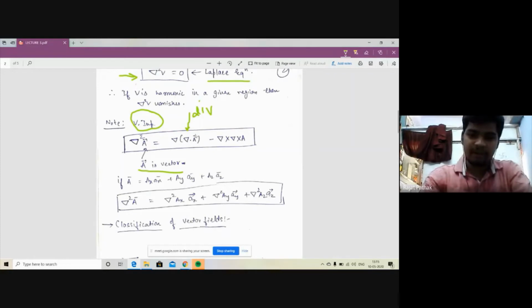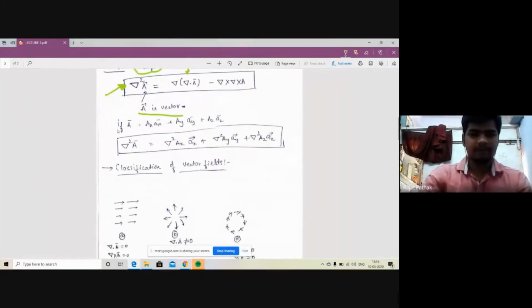The divergence of A, after doing the del dot product, will become a scalar, so we can apply the gradient on it. It is a mathematically correct expression; we are not doing whatever we want. So del square A is the gradient of the divergence of A minus the curl of the curl of A. This is a very important thing. Up to now, we could only apply the Laplacian on a scalar, but you get to know that we can also apply the Laplacian on a vector.